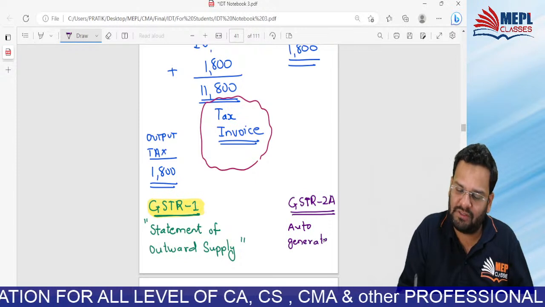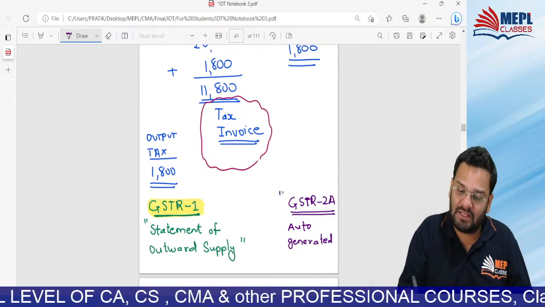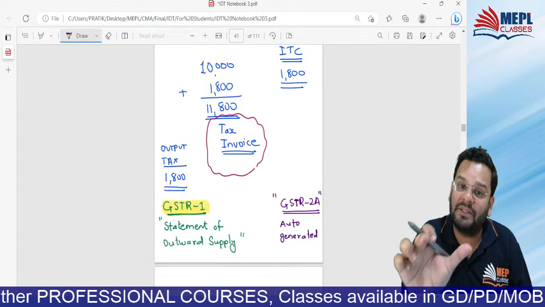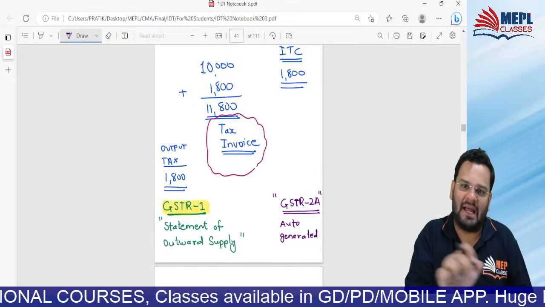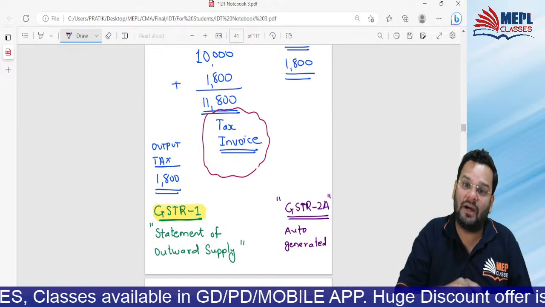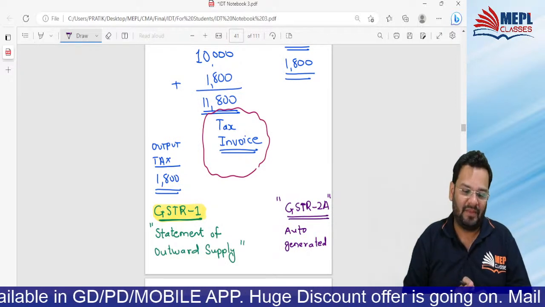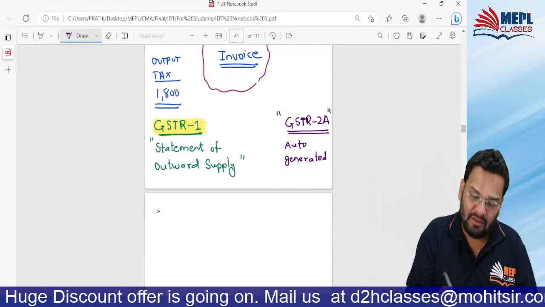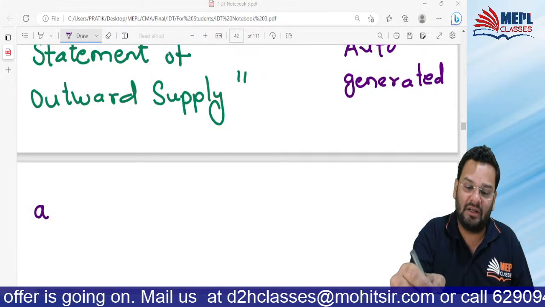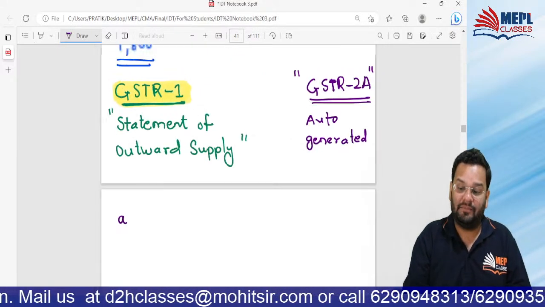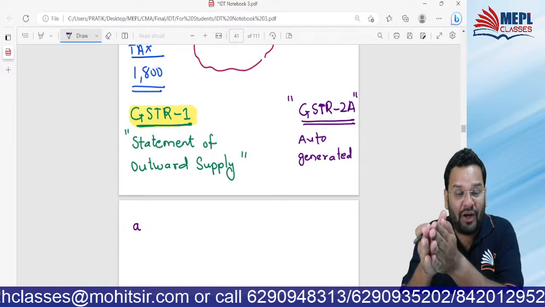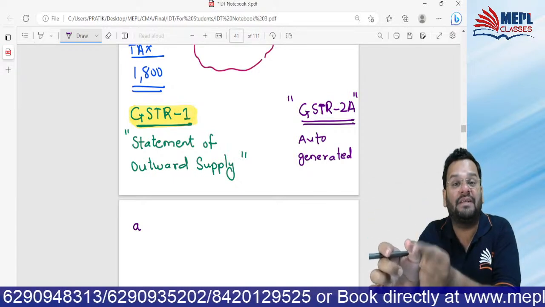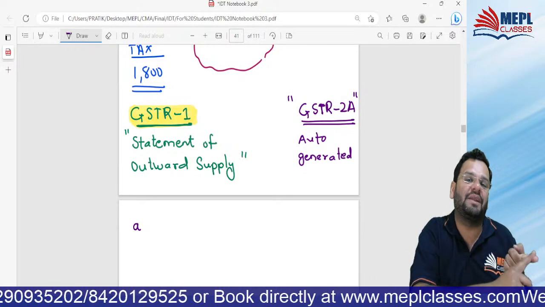It is auto-generated. So in GSTR 2A, there should be a credit of 1800 rupees appearing, correct? And that will appear on the basis of GSTR 1 filed by the supplier. Agreed? Now this is the second condition to be satisfied: that the ITC should appear in GSTR 2A of the registered person on the basis of GSTR 1 filed by the supplier.